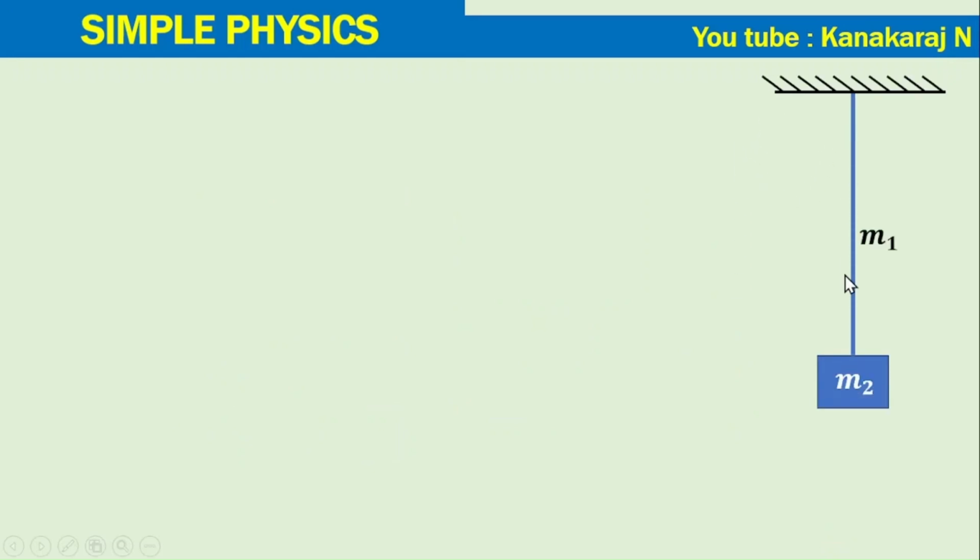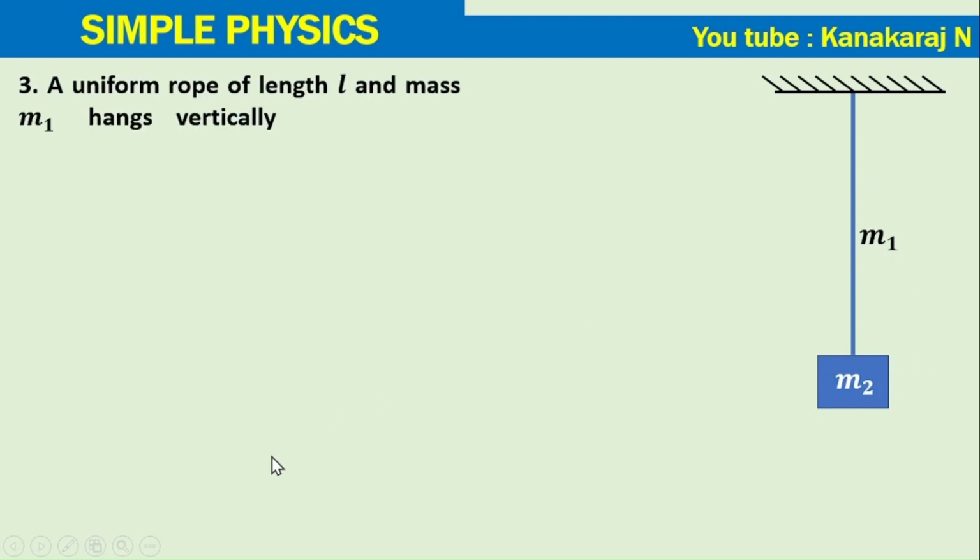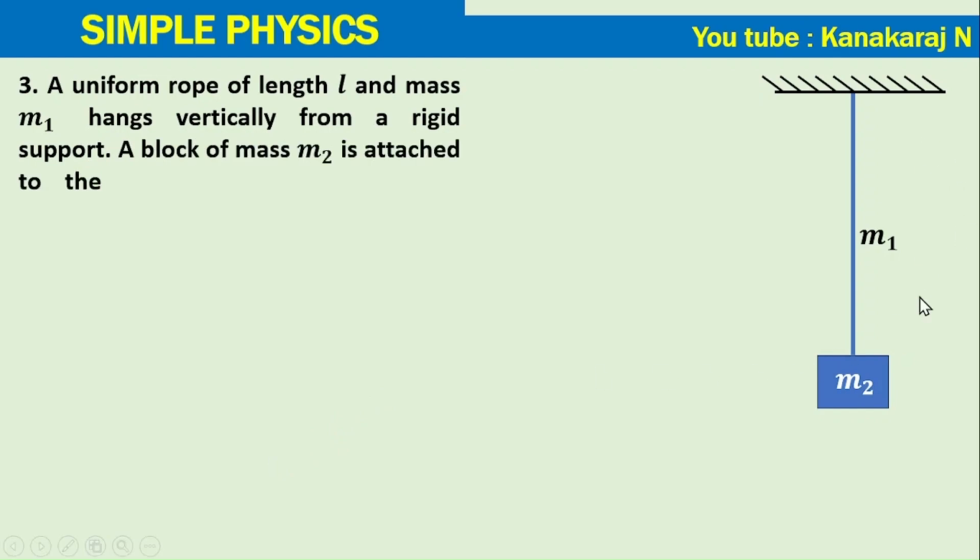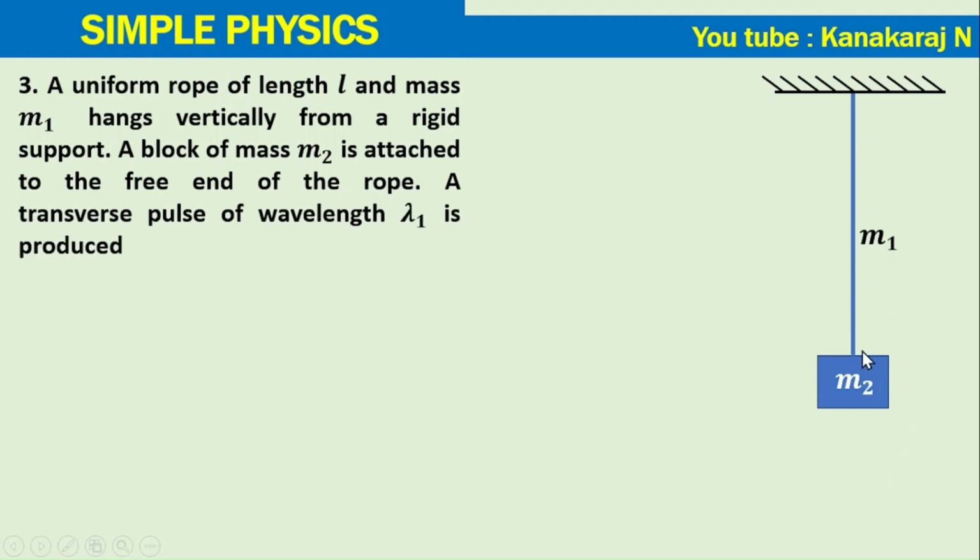Here, a rope is hanging. The free end is attached to a mass M2. The mass of the rope is M1. A uniform rope of length L and mass M1 hangs vertically from a rigid support. A block of mass M2 is attached to the free end of the rope.